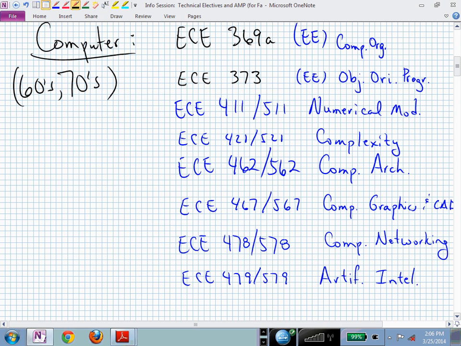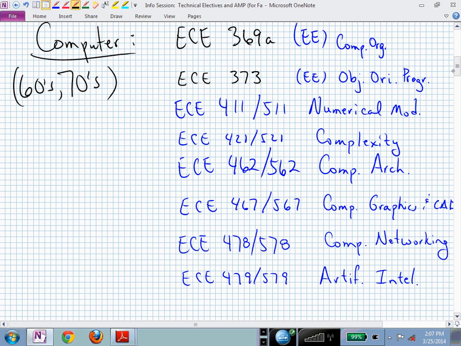Artificial intelligence is 479, 579. And again, if you're wanting to expand beyond your normal boundaries and you're not typically taking computer engineering related courses, you're an EE type, maybe you might want to consider AI. People might be talking about these different algorithms or different processes, and it might be helpful to know the language and even maybe be able to jump into that research area or that particular topical area.